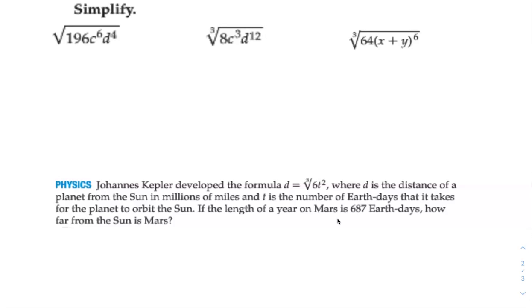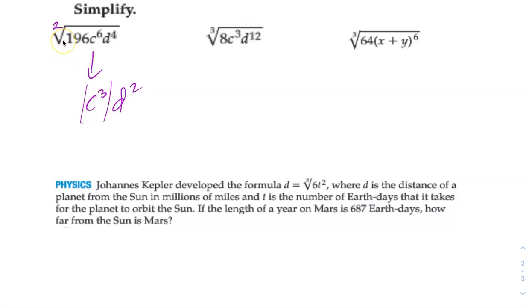So just some more practicing. I get the square root of 196, c to the 6, d to the 4. Now remember, variables are easy. Just divide by the root you don't see. So 6 divided by 2 is 3, and then 4 divided by 2 is d squared. And again, with even and odd, this would have the opposite values.